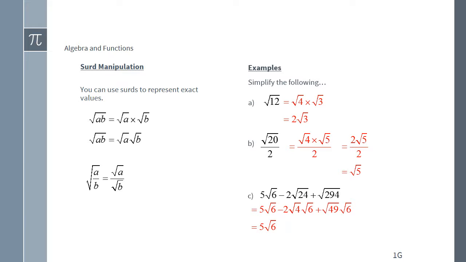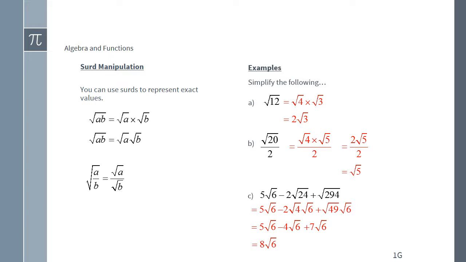5 root 6, can't do a lot to that. The square root of 4 is 2, so it's 2 times 2, that's 4 root 6. The square root of 49 is 7, so that's 7 root 6. 5 root 6's take away 4 root 6's, add 7 root 6's, means you've got in total 8 root 6's.